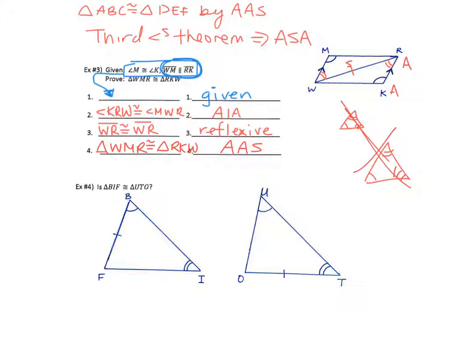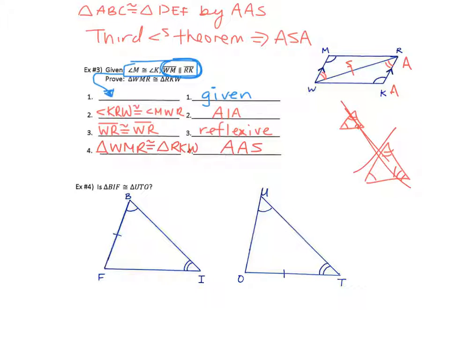You said it could also be third angle theorem. Does that apply to this one? You could use third angles theorem here. It just doesn't help you prove that the triangles are congruent, right? So there's no need to use it because it doesn't get you any closer to saying triangle this is congruent to triangle that.